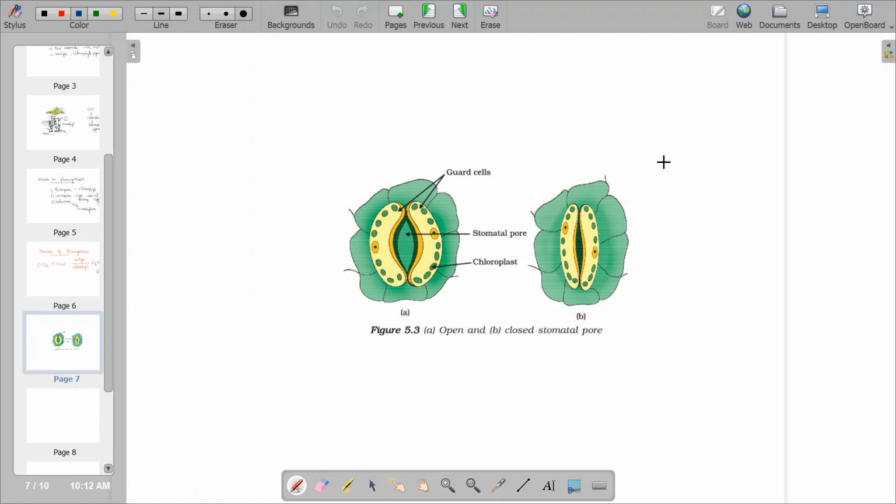What makes the opening and closing of the stomatal pore? If water is present in the guard cells, the guard cells swell up and the stomatal pores are open. If there is no water, the guard cells shrink and that makes the closing of the stomata. So you can expect this question for MCQ.